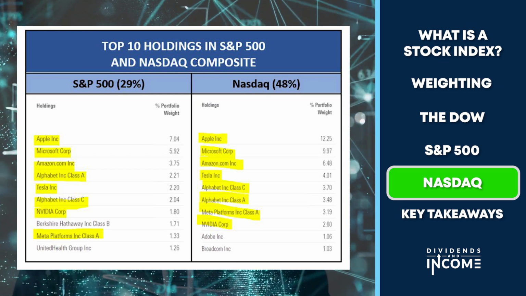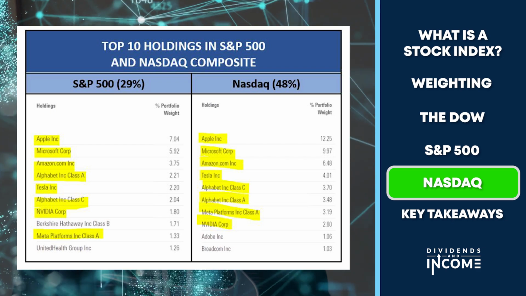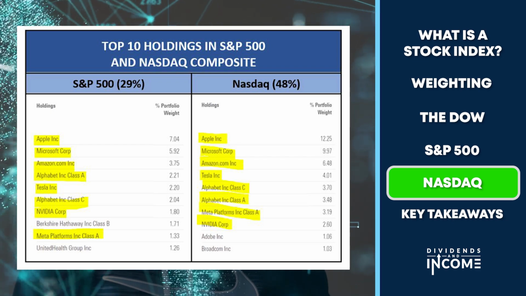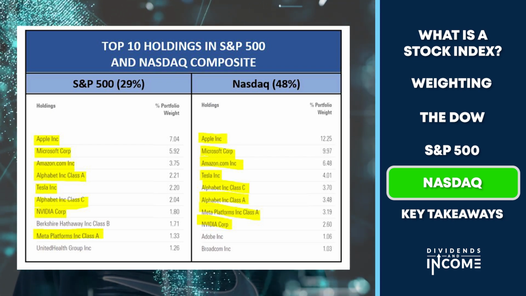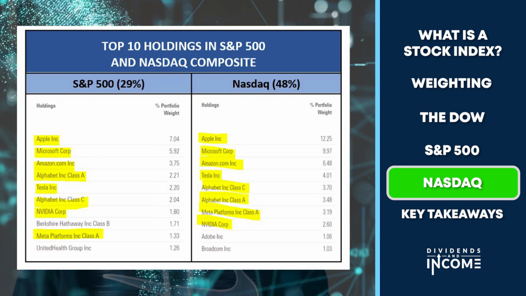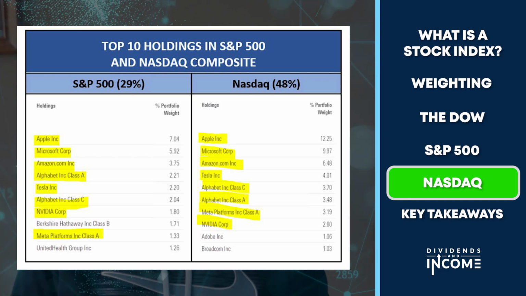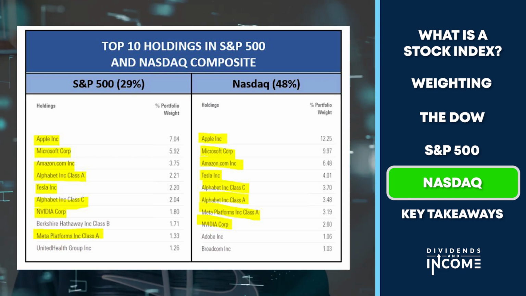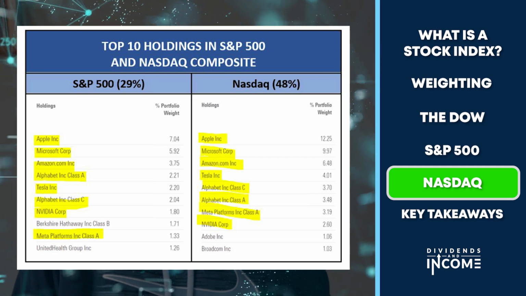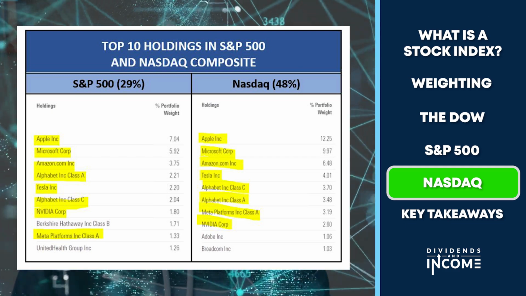In the S&P 500's case, up at the top, 29% of the value of the S&P 500 is determined by its top 10 companies. The other 490 companies account for the remainder. And in the NASDAQ itself, the composite index, the top 10 companies account for 48% of the performance of the whole index.